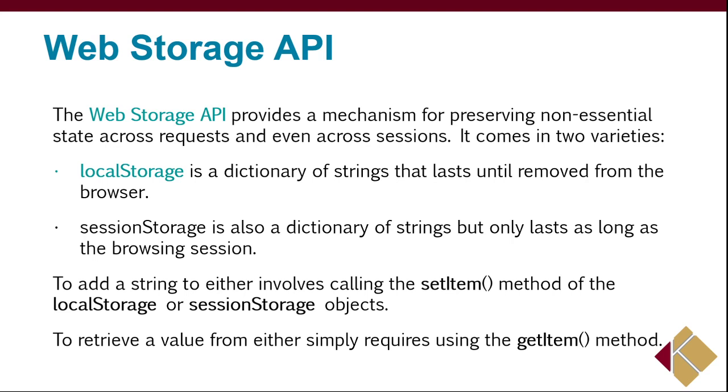So if you've ever heard of things called cookies, right? Cookies are little bits of data that get stored on your browser, because they don't go across browsers, across sessions until you clear your cookies. That's a web storage API. Local storage is one that lasts until it is removed. Session storage lasts, but only through that browsing session.